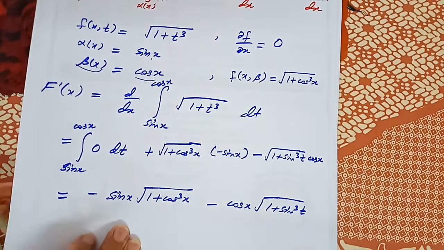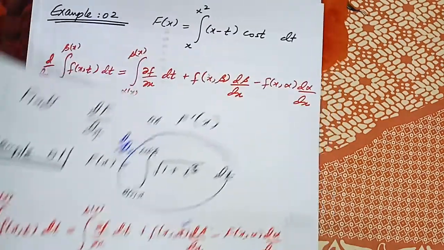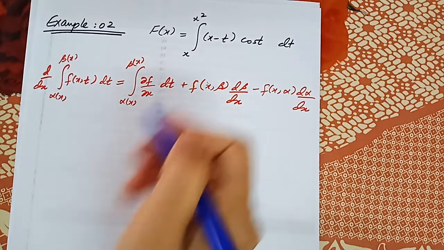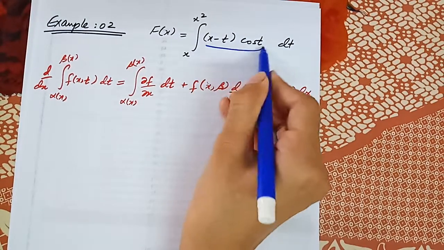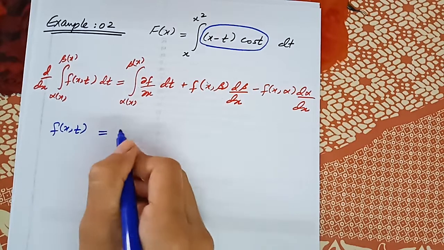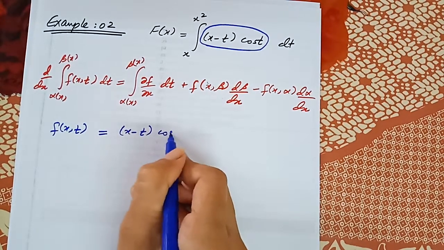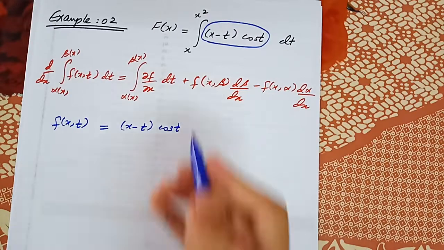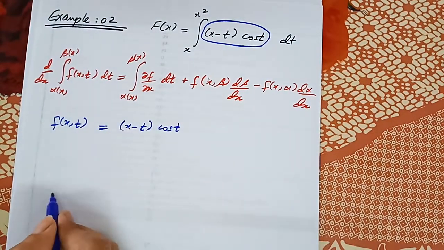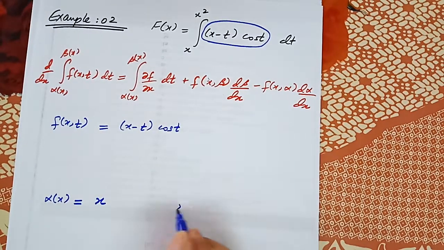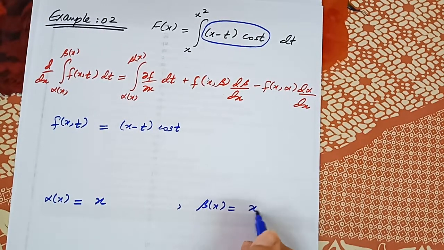I hope you understand how to apply the Leibniz rule in finding the derivative. Let's do another example. Okay, fine. So in this question, f of x, t is x minus t cosine of t. This is your f of x, t, and I want to write alpha of x. So my alpha of x here is just x, and my beta of x here is x squared.